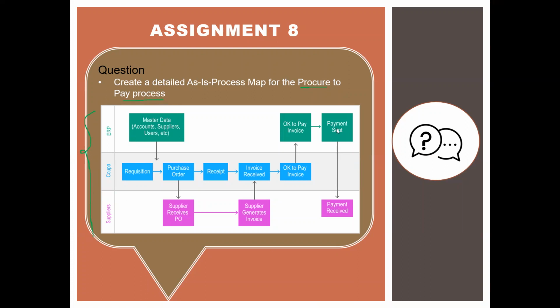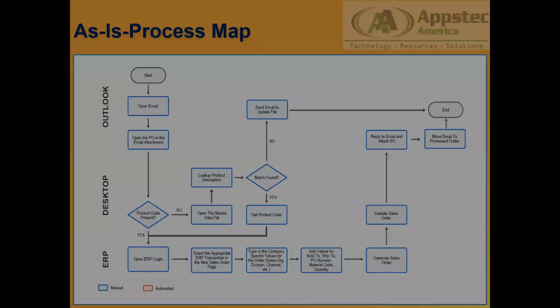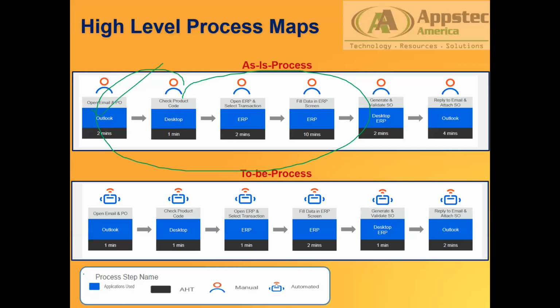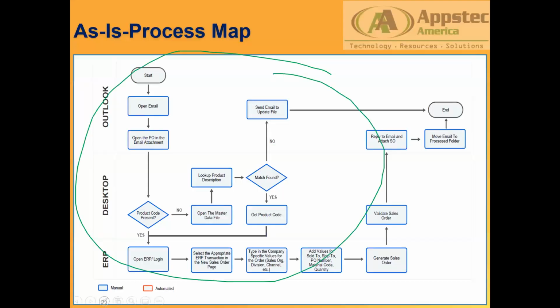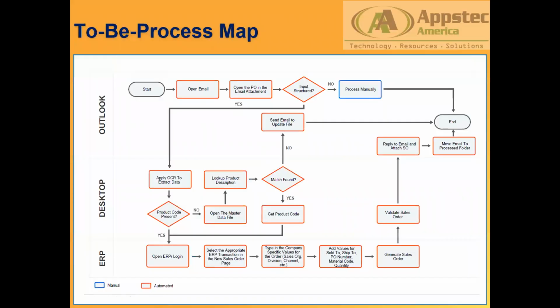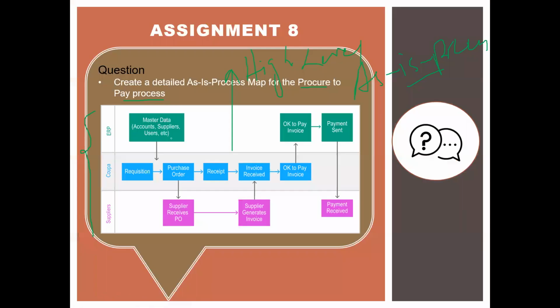So this diagram shows you a high level as-is process diagram. It explains an as-is process for which you need to create a detailed as-is process map. That means what I'm giving you here is this. What you need to create as part of your assignment is this. So let's review the question and understand the scenario.